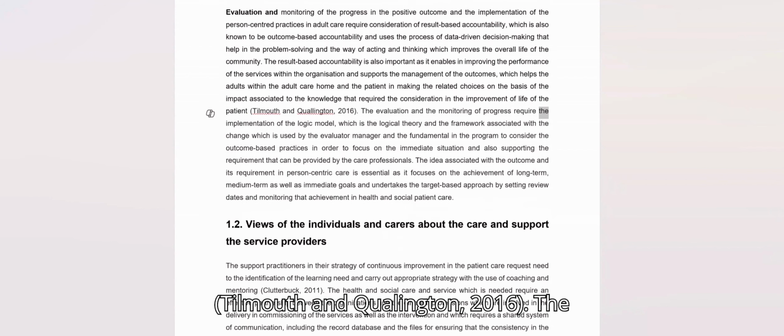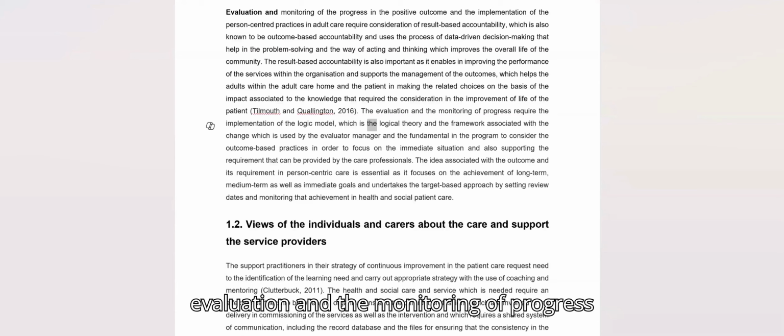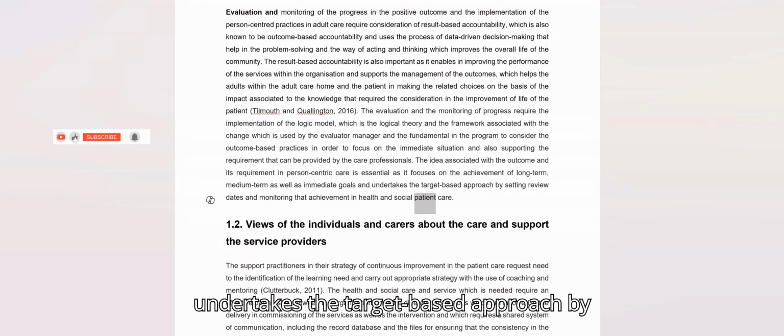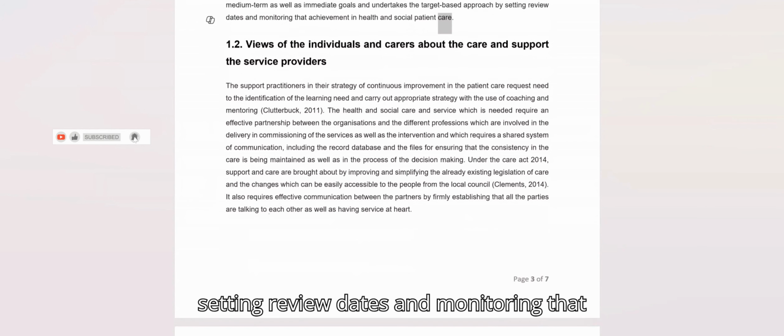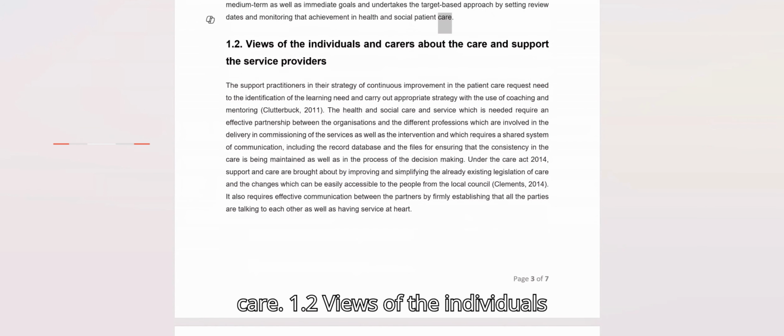Tilmouth and Quallington, 2016. The evaluation and the monitoring of progress require the implementation of the logic model, which is the logical theory and the framework associated with the change which is used by the evaluator, manager and the fundamental in the program to consider the outcome-based practices in order to focus on the immediate situation and also supporting the requirement that can be provided by the care professionals. The idea associated with the outcome and its requirement in person-centric care is essential as it focuses on the achievement of long-term, medium-term as well as immediate goals and undertakes the target-based approach by setting review dates and monitoring that achievement in health and social patient care.